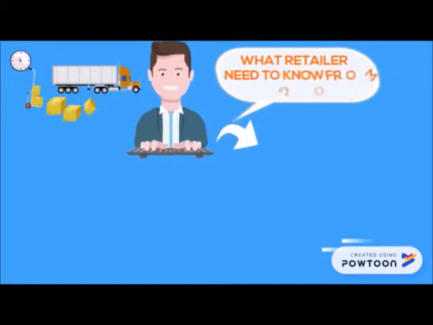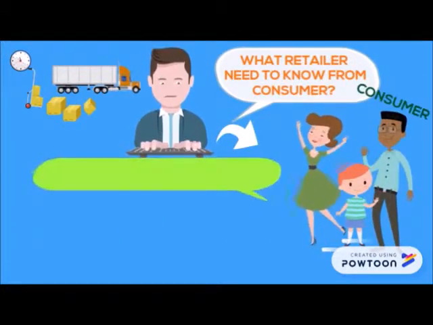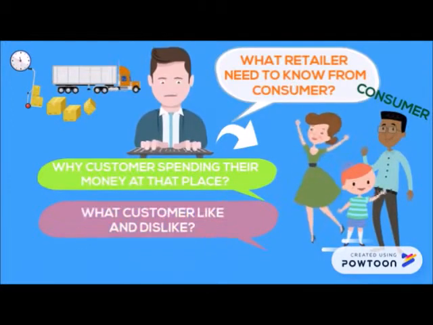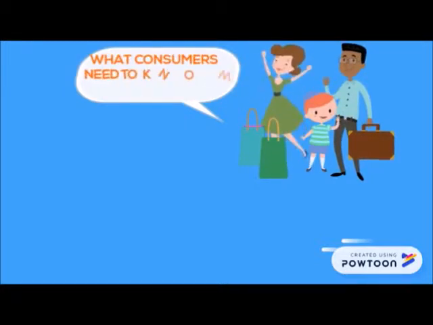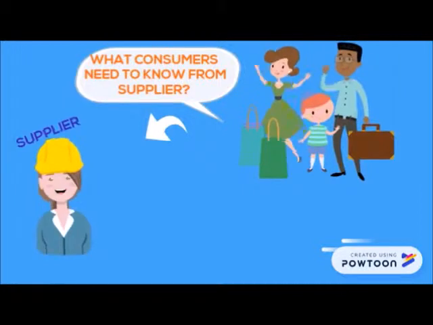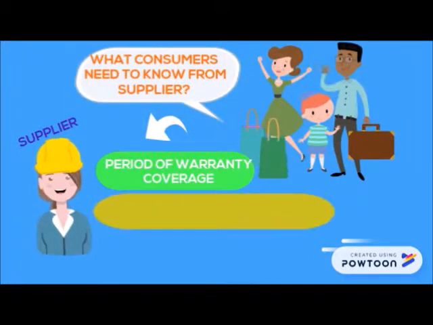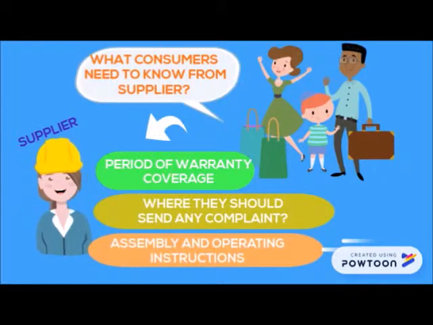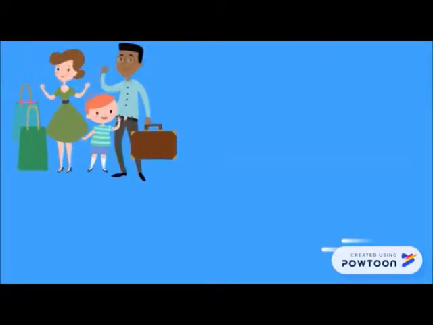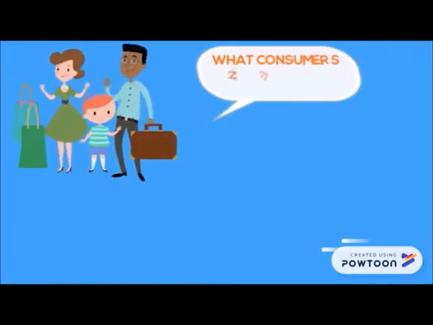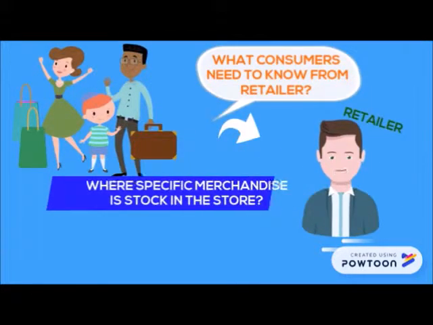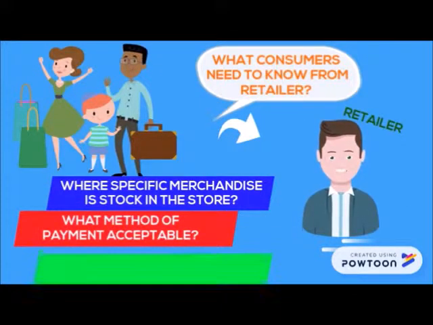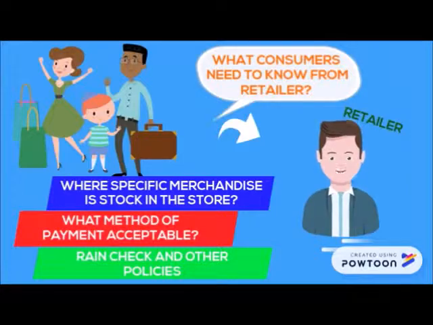What does the retailer need to know from the consumer? Why customers spend their money, what customers like and dislike, and where else customers spend their money. What does the consumer need to know from suppliers? The period of warranty coverage, where they should send any complaint, and assembly and operating instructions. What does the consumer need to know from the retailer? Where specific merchandise is in stock, what methods of payment are acceptable, and rain checks and other policies.